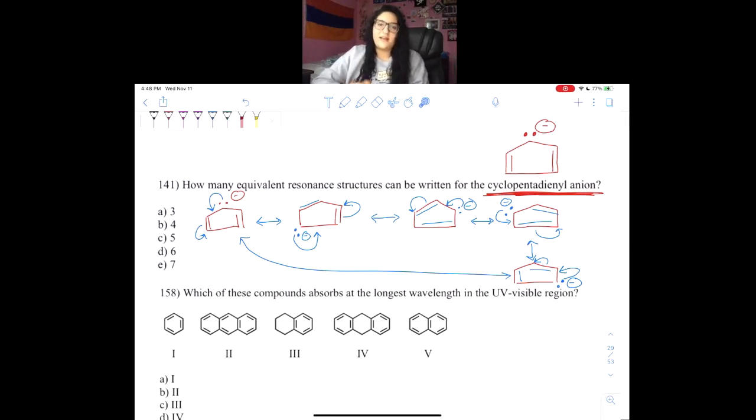So now we have drawn all of our possible resonance structures. And if we count that out, we get 1, 2, 3, 4, 5 possible resonance structures. And that will be your correct answer.